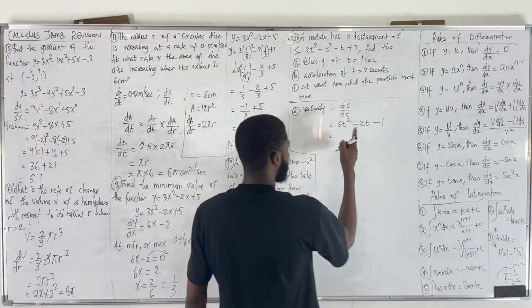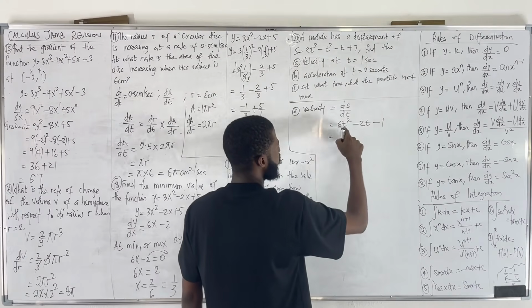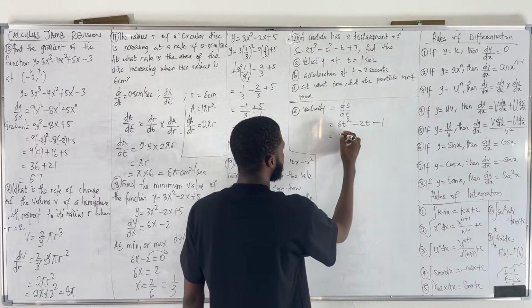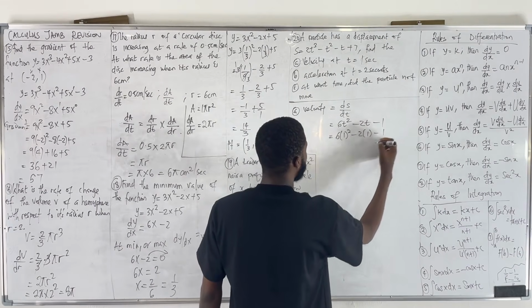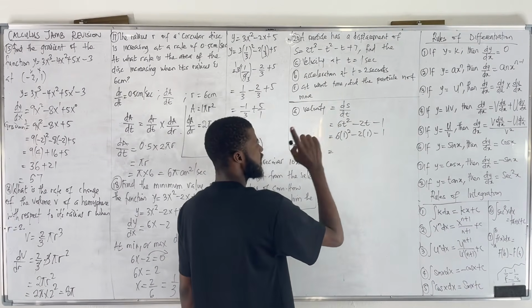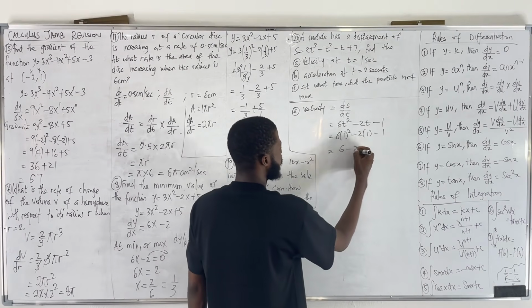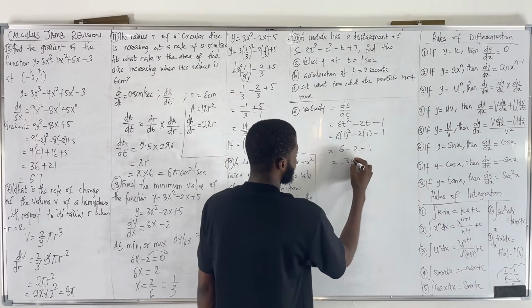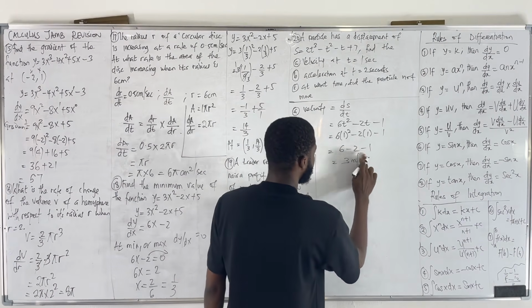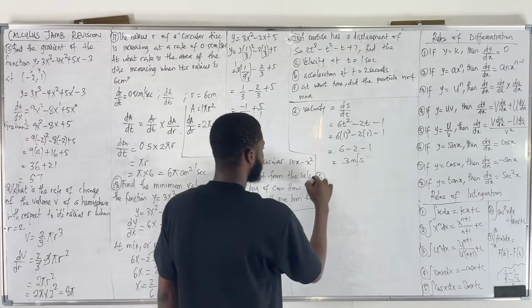Now this guy right here, it says what's the velocity at t equal 1 second. So anywhere you see t here, you put 1. So this will be 6 brackets 1 squared minus 2 brackets 1 minus 1. 1 squared is still 1. 1 times 6 is 6. 2 times 1 is 2 and then minus 1. So this will become what? 3. You could put the unit meter per second. This is what you're going to get. Next one is B.